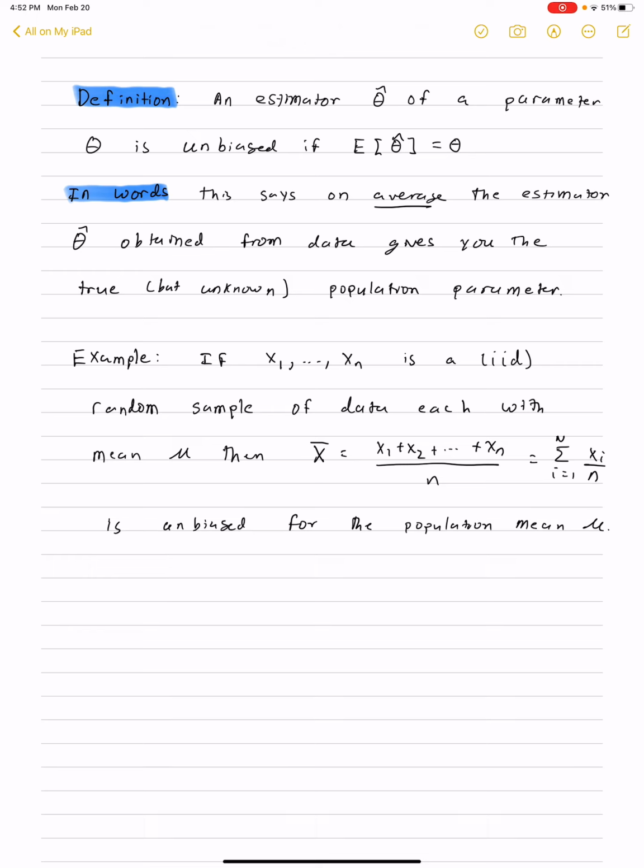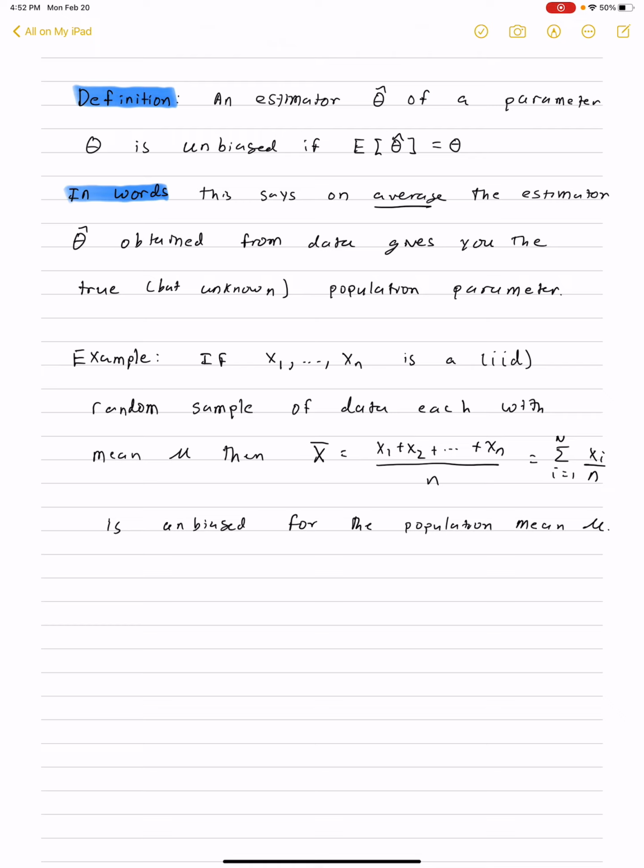So we're calling theta hat the estimator and theta the true parameter. What this says in words is that on average, the average value of this estimator is the true parameter, and that's a nice property to have. Various books talk about nice properties of estimators. One nice property of an estimator, in addition to being unbiased, is to have minimum variance. And I might mention that a little bit later.